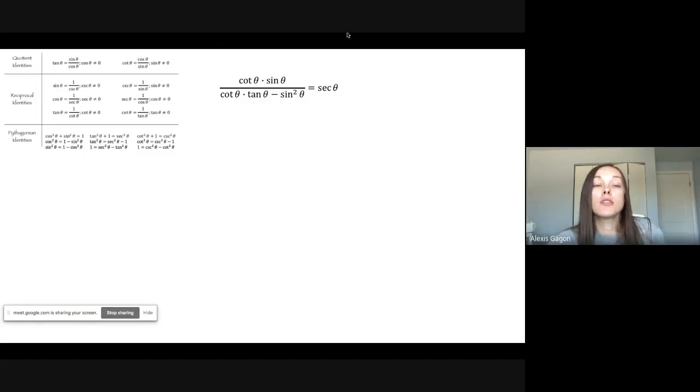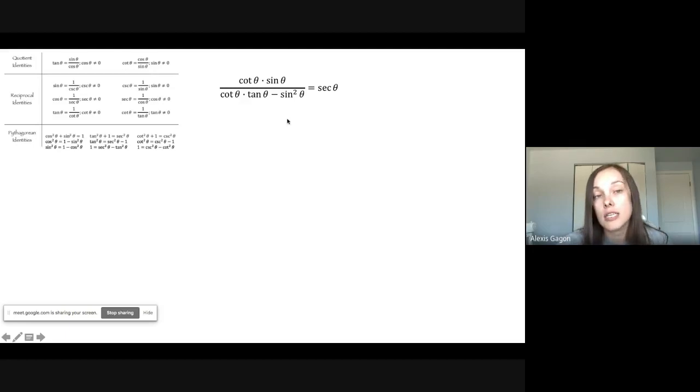Okay, so here, the first thing I'm going to do is you have to choose a side to work on. And obviously, always pick the harder side. This left side is way harder than the right side. The right side, there's not a lot we can do. You could try and start going somewhere, but it's going to be hard to make the right side look like the left side. So here, the first thing I'm going to do is switch everything to sines and cosines.